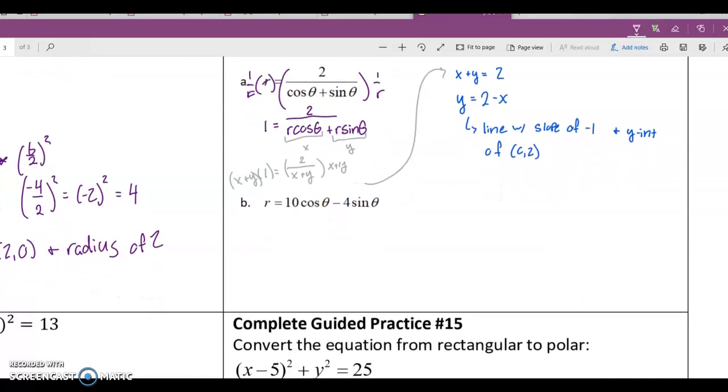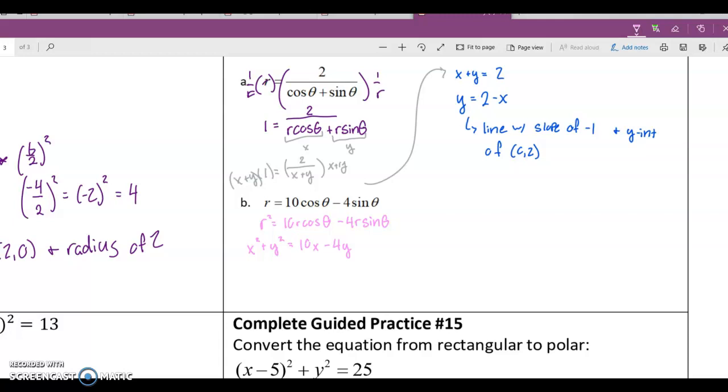And then this one here is more similar to what we did over on the left-hand side on our first problem. So we're going to multiply both sides by r in order to get this into an r squared and to have an r on each of these. So we have r squared is equal to 10r cosine theta minus 4r sine theta. So this becomes x squared plus y squared is equal to 10x minus 4y.